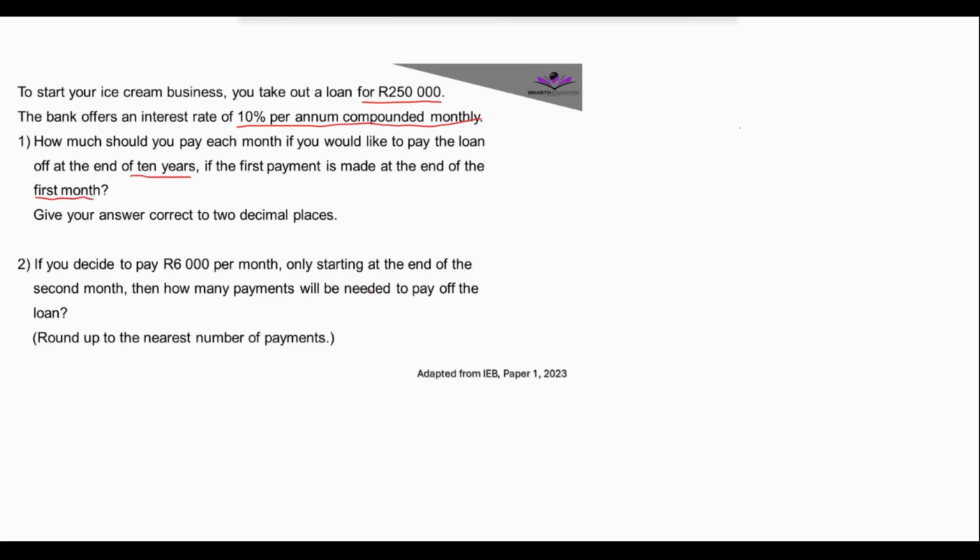This is a normal annuity when it comes to present value annuities, because you take a loan and then you pay after a month. You cannot take a loan now and start paying now. You have to pay after a month. So it's a normal one.